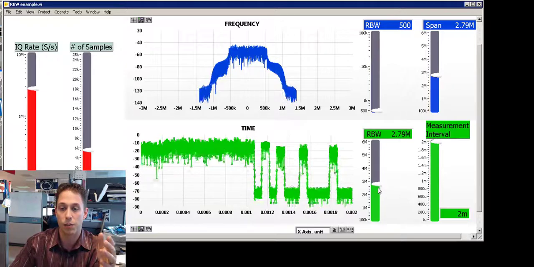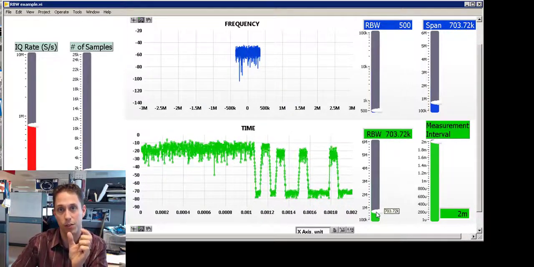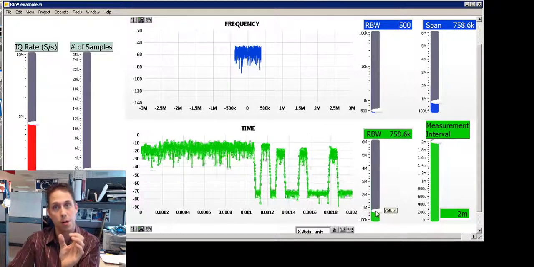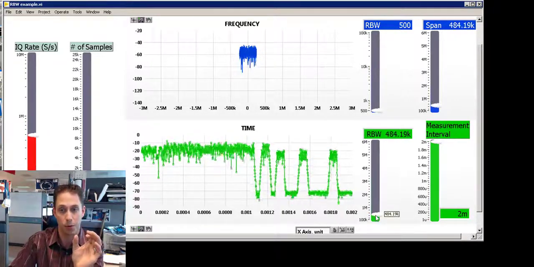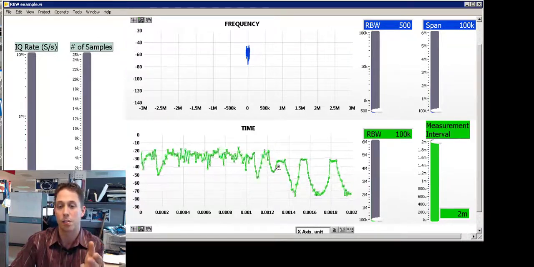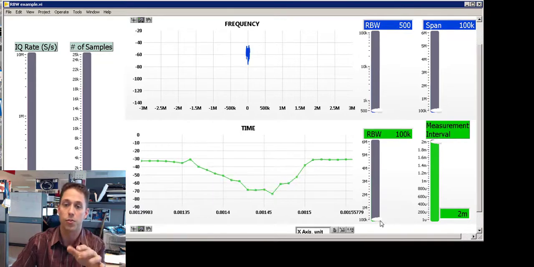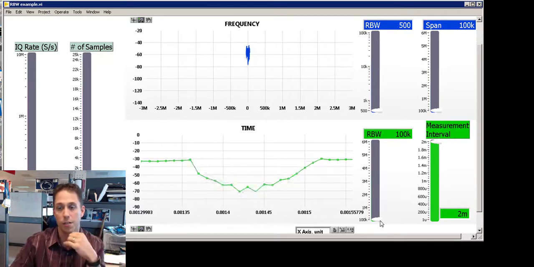And indeed, as I decrease the resolution bandwidth, I'm not acquiring enough of the signal, so I'm decreasing that window that I'm allowing my digitizer to sample through. And indeed, you can see we're not sampling fast enough, and something as simple as those bursts that we were looking at over here, there's just not enough samples to catch enough of that rising edge.